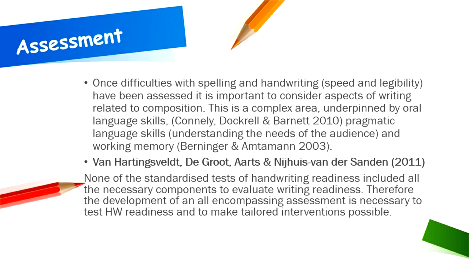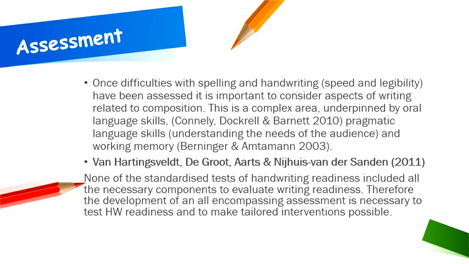Once difficulties with spelling and handwriting, particularly around speed and legibility, have been assessed, it is important to consider aspects of writing related to composition. This is a complex area underpinned by oral language skills, pragmatic language skills, and working memory. From the recent research we conducted, in the order of importance, the following assessments were named as useful for OTs to use in identifying handwriting difficulties: the DASH, the VMI, the Irish adaptation of the handwriting speed test, the Movement ABC, the Brunnings, the SPM, McMaster's protocol, and the Heatherly sentence completion test, to name a few.